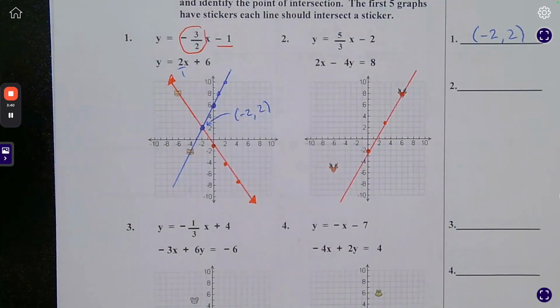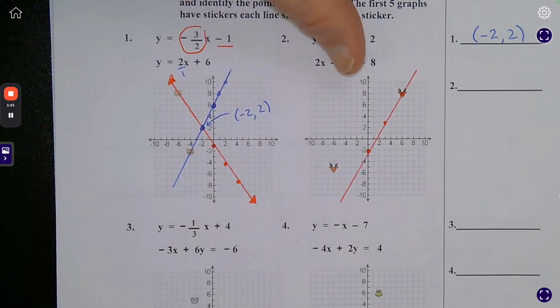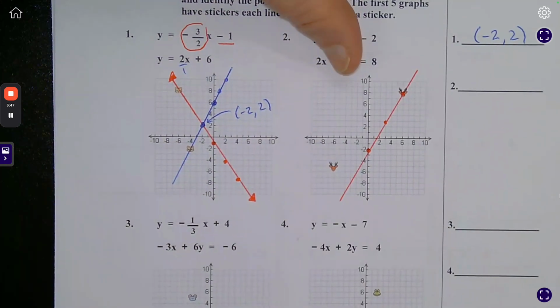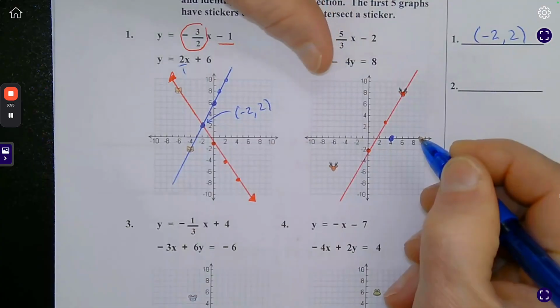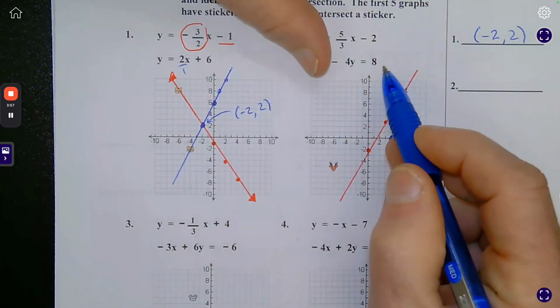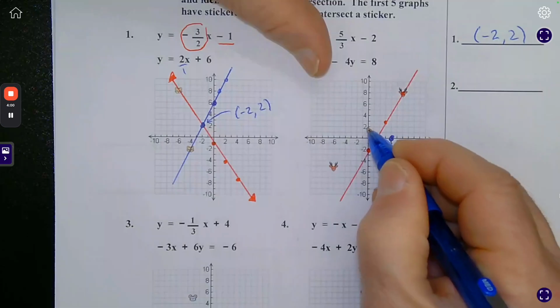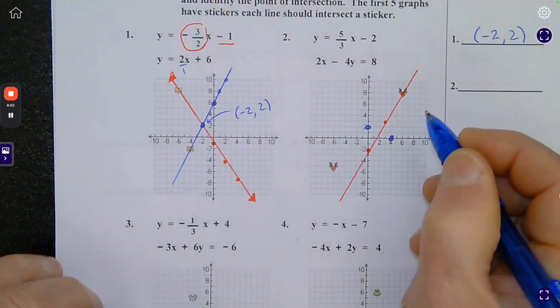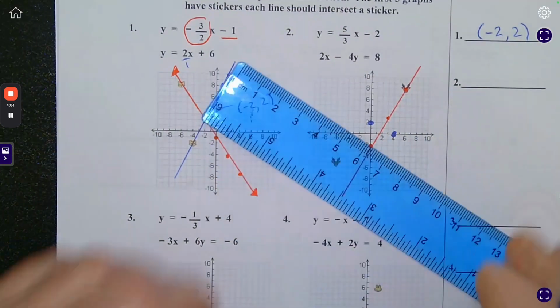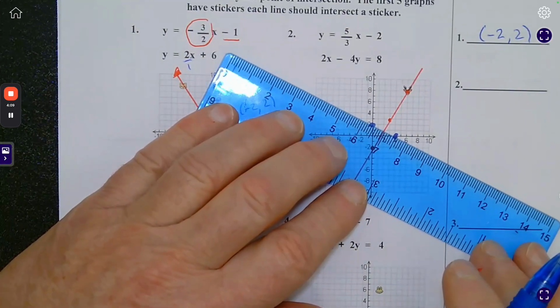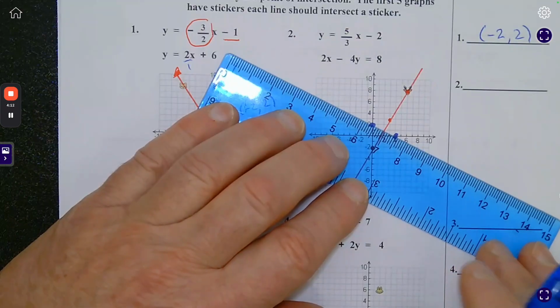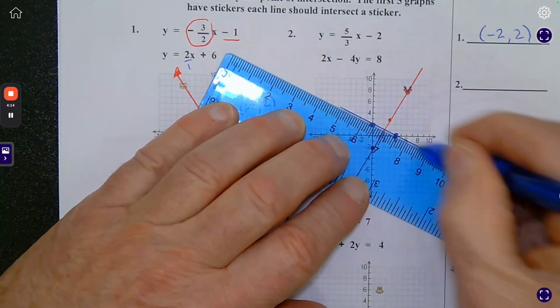So when you're in standard form, you're going to find the x and the y-intercept. Let y be 0, and now solve that for x. So 8 divided by 2 is 4. So that's your x-intercept. Now you're going to let x be 0. Solve that equation for y. 8 divided by -4 is 2. So that would be that ordered pair. Draw your line, and find that point of intersection.